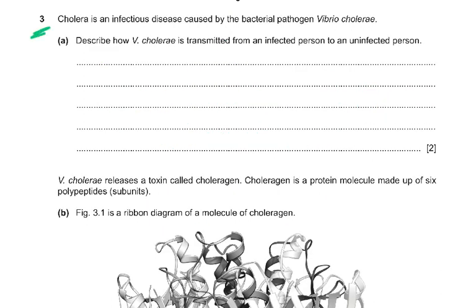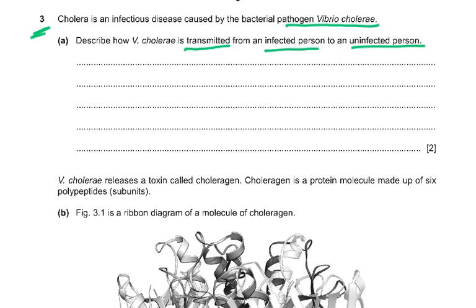As we look at question number 3, cholera is an infectious disease caused by the bacterial pathogen Vibrio cholerae. So you have to know these names. Please remember the spelling of cholerae is AE at the end. Sometimes they ask you for the name as well, so you must remember that. Describe how Vibrio cholerae is transmitted from an infected person to an uninfected person.